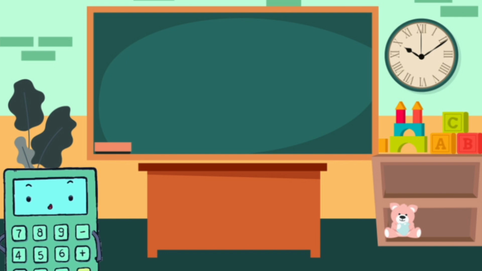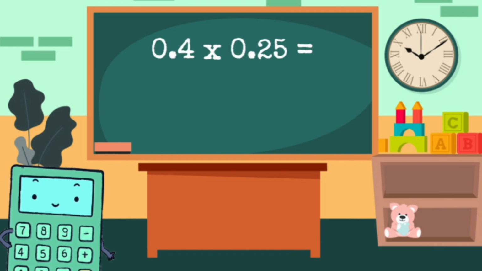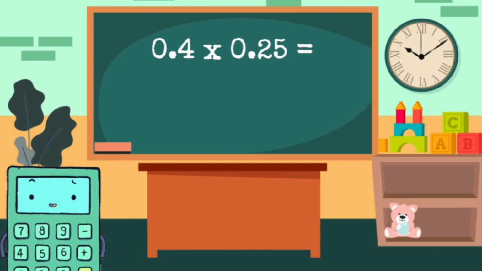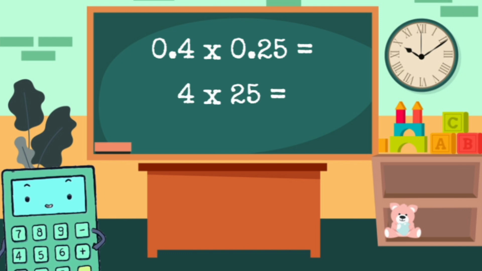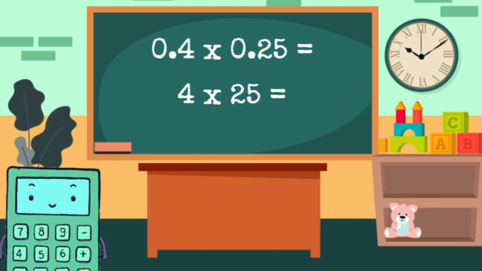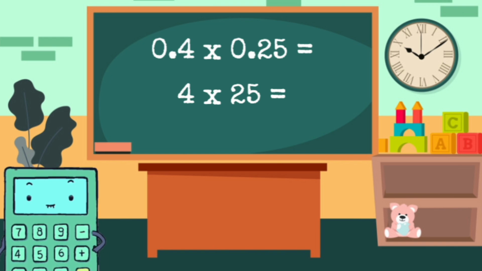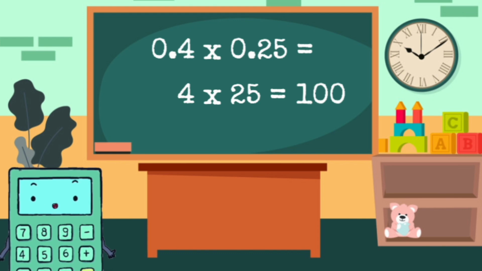Alright, here's our first problem. 4/10 times 25/100. Let's break it down. Step 1. Treat the decimals like regular numbers. Forget about the decimal points. For now, let's just multiply 4 and 25 like normal numbers. Look, 4 times 25 is 100. Easy, right? Now, let's move on to step 2.